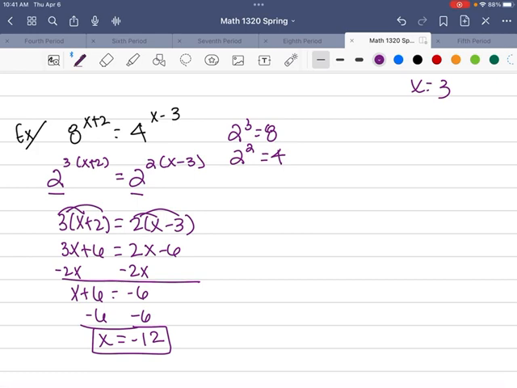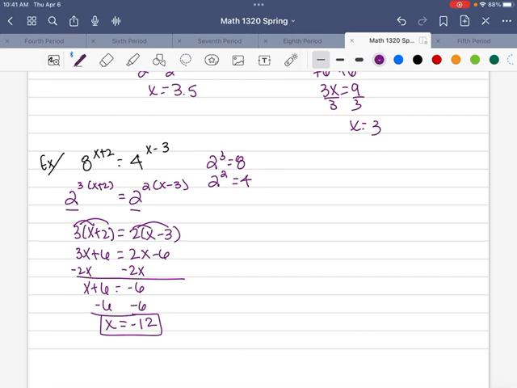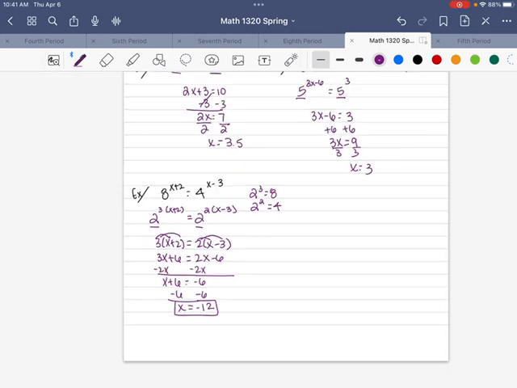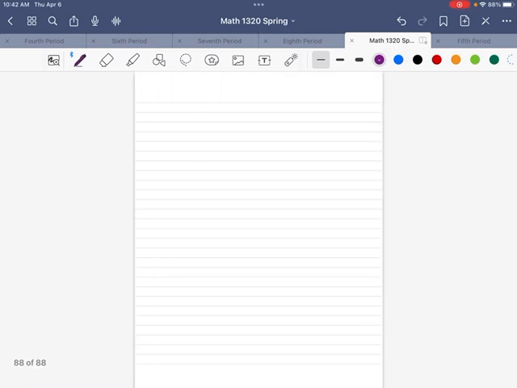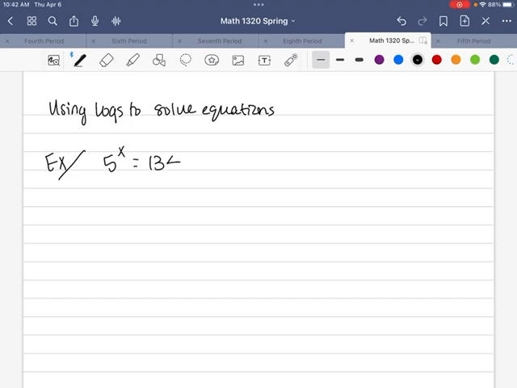Okay, so now we're going to look at how we can use logs to solve exponential equations when we can't write them as the same base. So I'm going to go on to the next page. Using logs to solve equations. Let's say we have 5 to the x equals 134. Well, I can't write these with the same base, because I can't rewrite 134 with a base of 5 or anything like that.